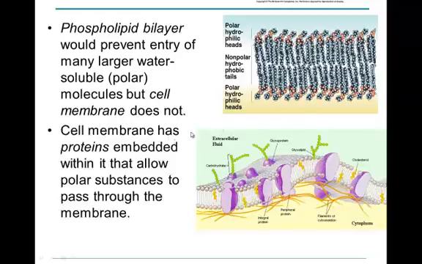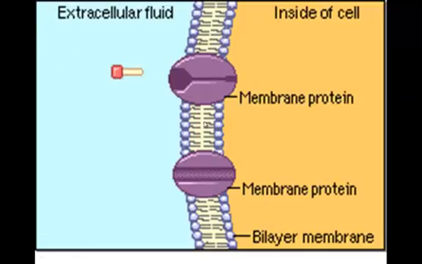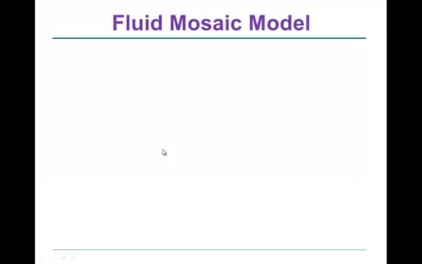Having the proteins embedded in the cell membrane allows various types of molecules to pass through the membrane. Here's a little model. This molecule might be nonpolar, and it can go right through the hydrophobic region. This one might be hydrophilic and can't go through there, and so it needs a special carrier protein. This large molecule doesn't have any way to get through.